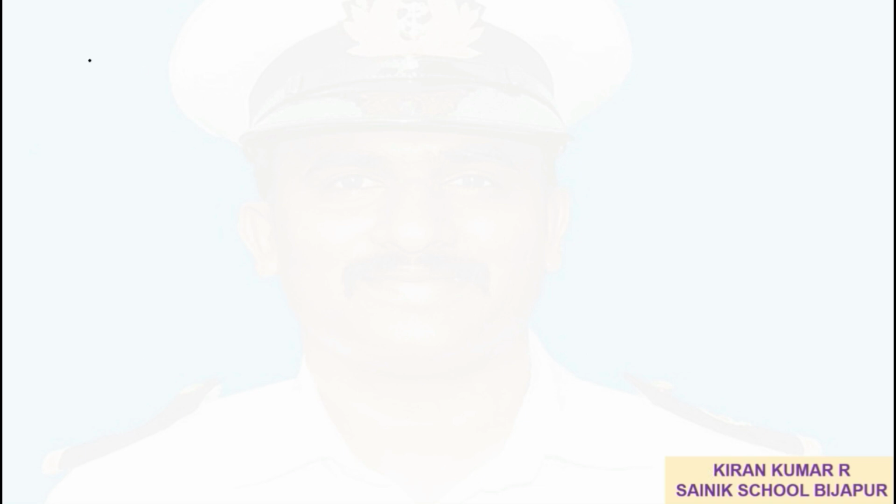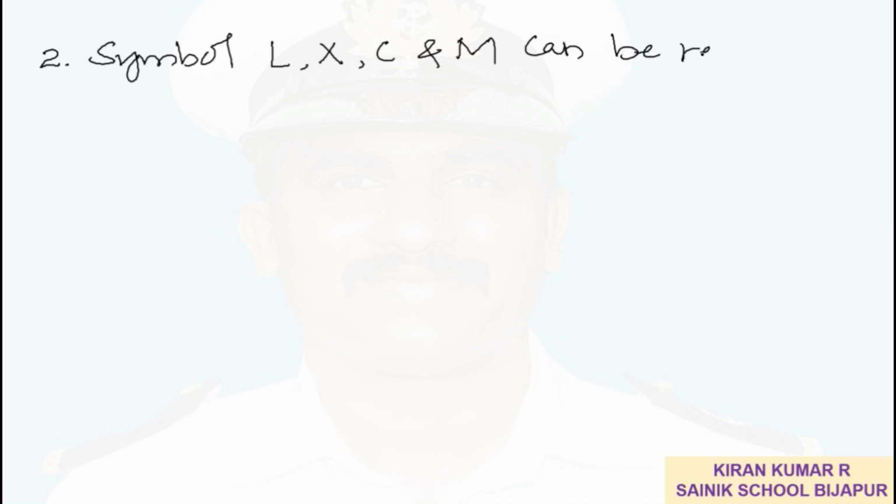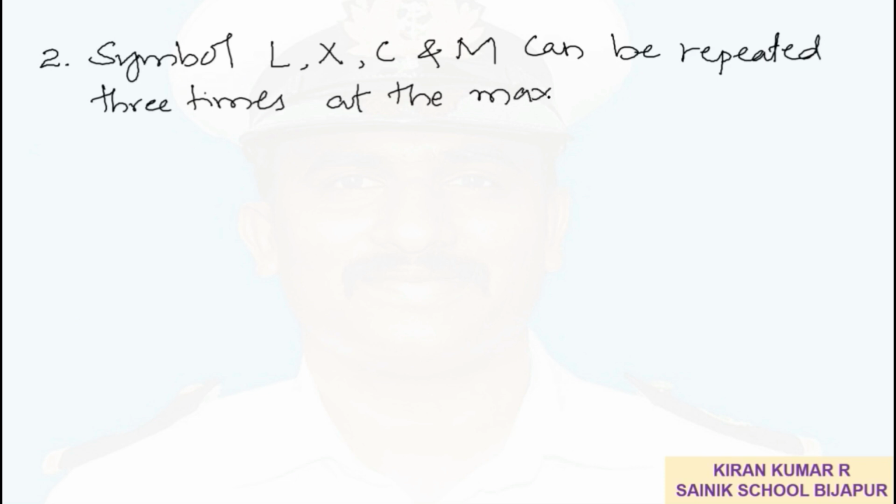Second point in rule of repetition. The second point says that symbols L, X, C and M can be repeated 3 times at the maximum.